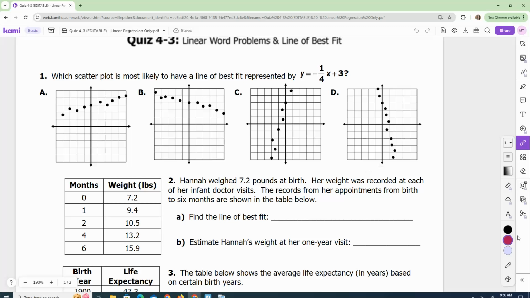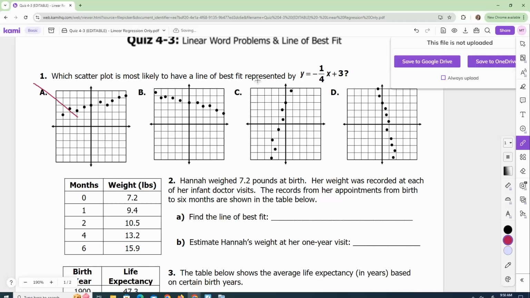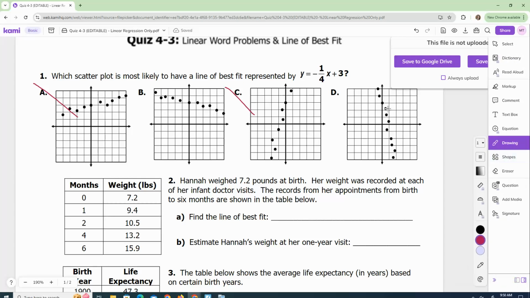Your y-intercept would be at 3. We know then the slope would be negative 1/4. So what does that tell us about our relationship? Is it increasing or decreasing? Decreasing. Can you automatically remove any of these? A and C, because if we look, both of those are increasing. Okay, so we don't want either of those.